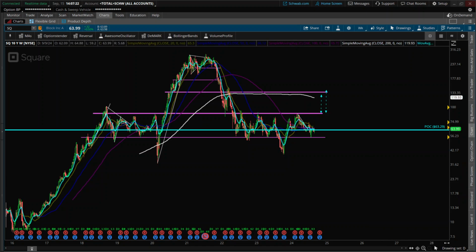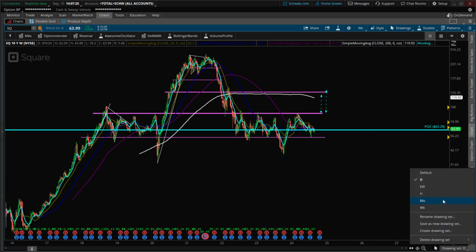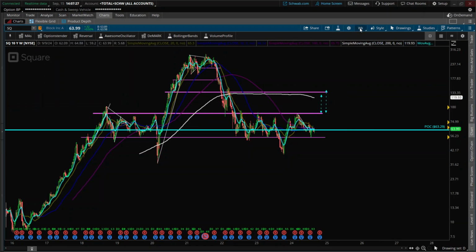That's our measured move. And then we'll take a look at the Elliott wave analysis, and that's, let's go to the daily.